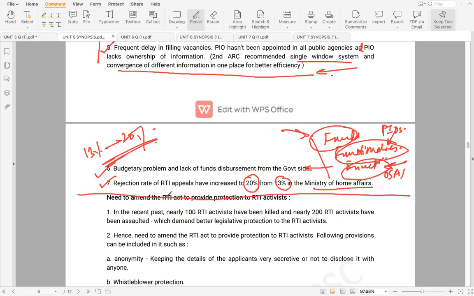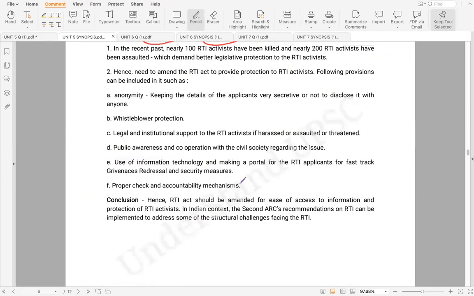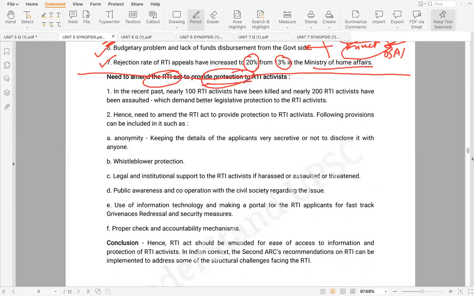Now you're talking about what is the need to amend the RTI Act and to provide protection to RTI activists. Although in the answer we have tried to keep it solely to provide protection, however, if you do not have enough points, you can also put down solutions for the above points in this particular part of the question. In the recent past, nearly 100 RTI activists have been killed and nearly 200 have been assaulted, which demands better legislative protection to the RTI activists. Hence, there's a need to amend the RTI Act to provide protection to RTI activists.